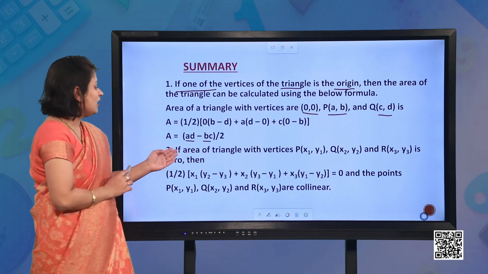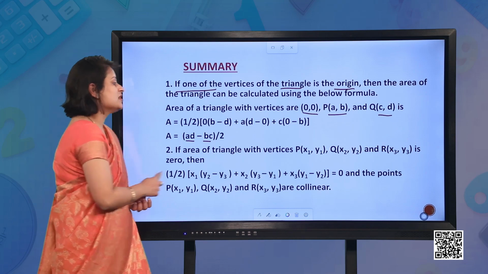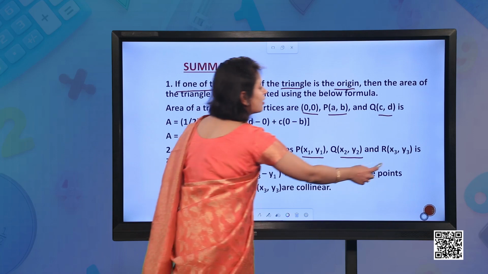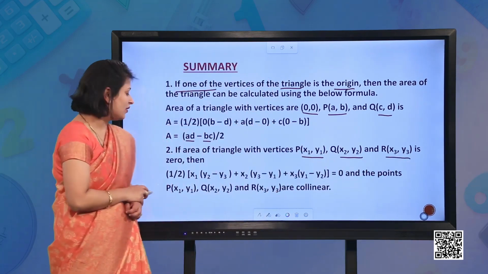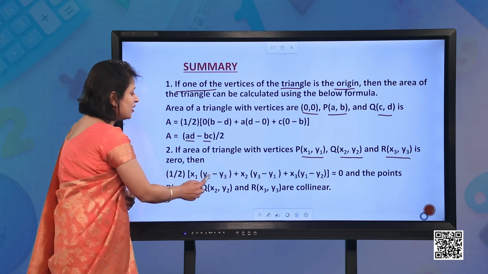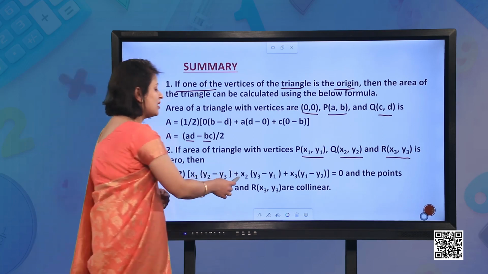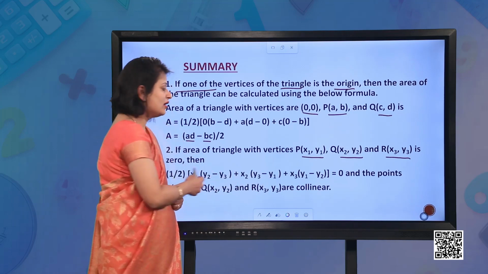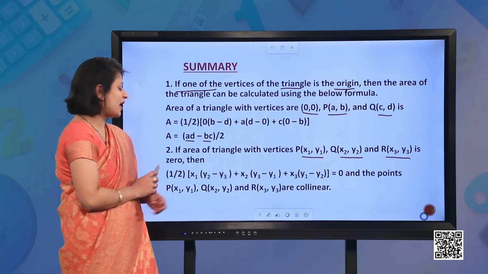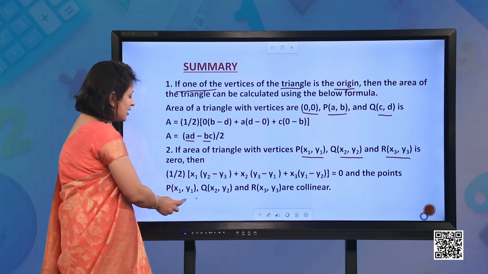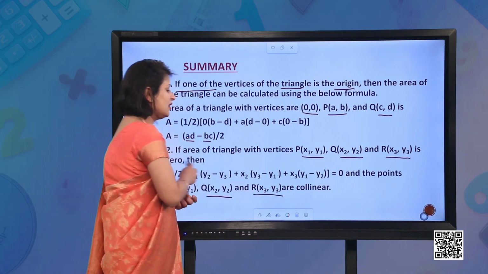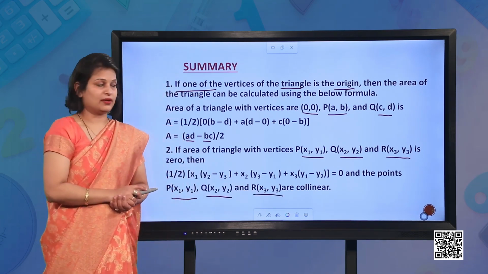Second, if the area of the triangle with vertices P (x1, y1), Q (x2, y2) and R (x3, y3) is 0, then half into x1 (y2 minus y3) plus x2 (y3 minus y1) plus x3 (y1 minus y2) will become 0, and the points P, Q and R are collinear.